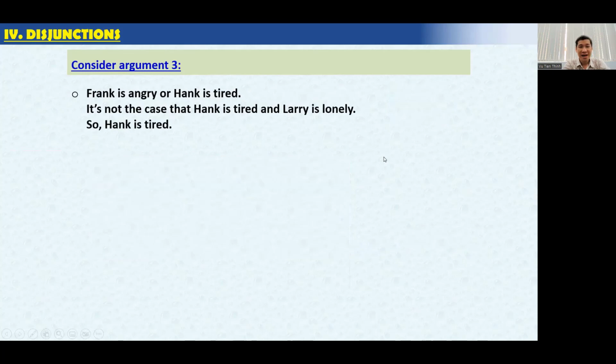Let's go to case number 3. Now, Frank, Hank, Larry. We have 3 variables. And remember, Frank is angry, F, or Hank is tired, H. It's not the case that Hank is tired and Larry is lonely. So Hank is tired. Now calculate. How many columns do you need?